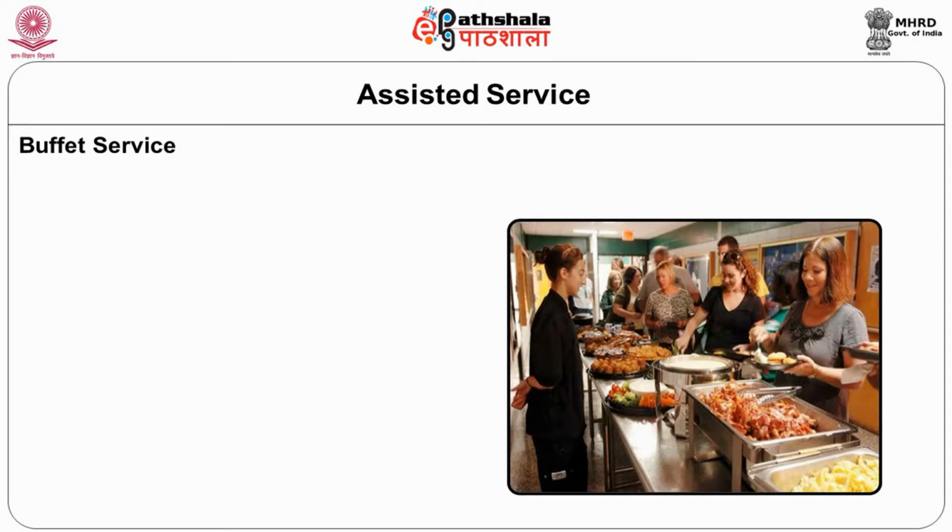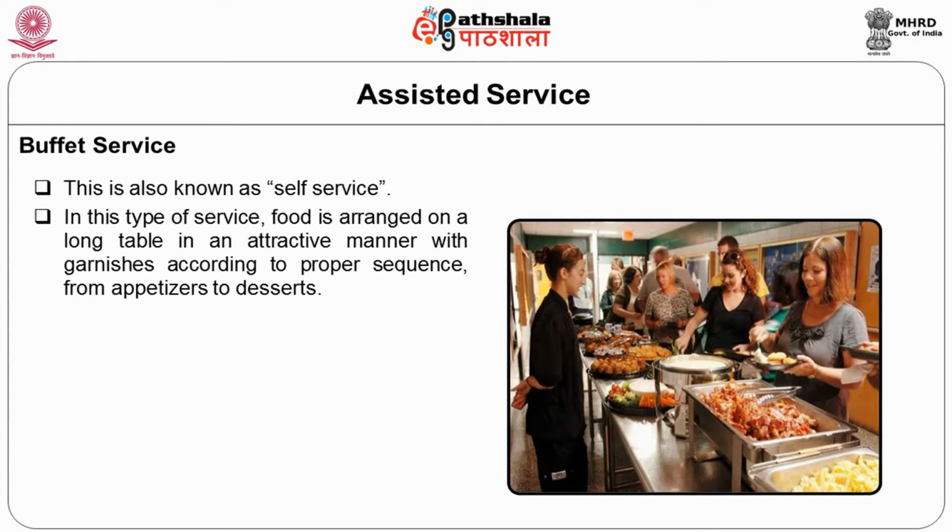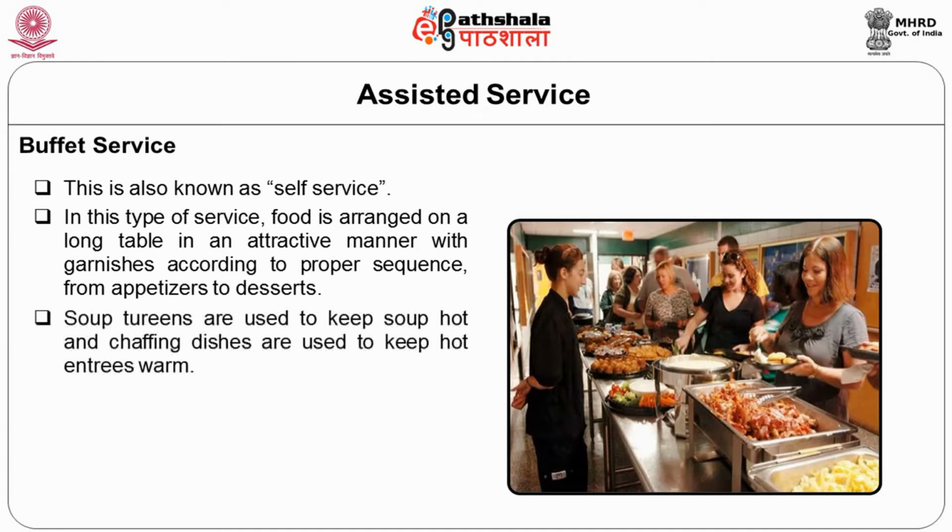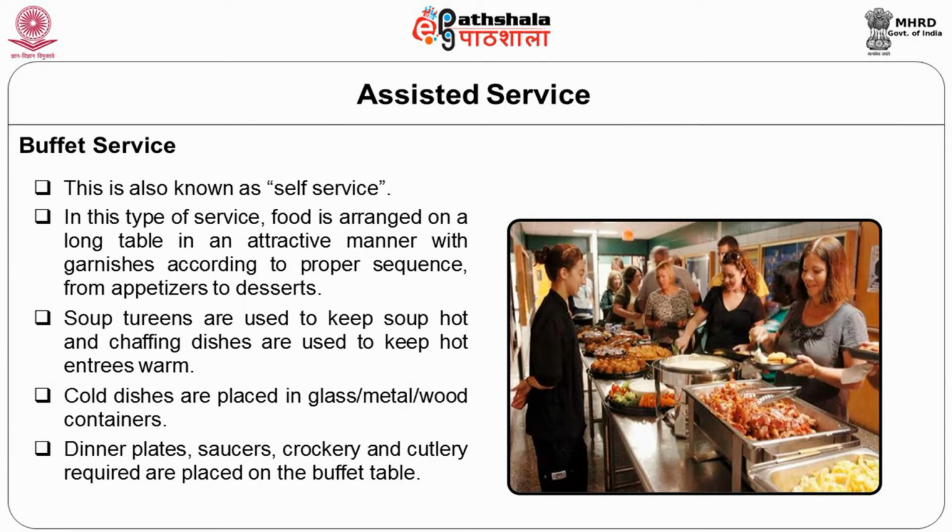The first one is buffet service. This is also known as self-service. In this type of service, food is arranged on a long table in an attractive manner with garnishes according to proper sequence from appetizers to desserts. Soup tureens are used to keep soup hot and chafing dishes are used to keep hot entrees warm. Cold dishes are placed in glass, metal or wood containers. Dinner plates, saucers, crockery and cutlery required are placed on the buffet table.